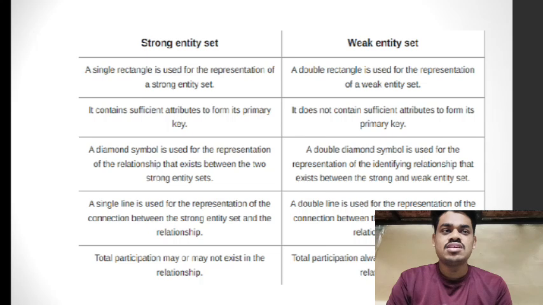A double rectangle is used for the representation of a weak entity set. It does not contain sufficient attributes to form its primary key. A double diamond is used for the representation of the identifying relationship that exists between the strong and weak entity set. A double line is used for the representation of the connection between the weak entity set and the relationship set. Total participation always exists in the identifying relationship.